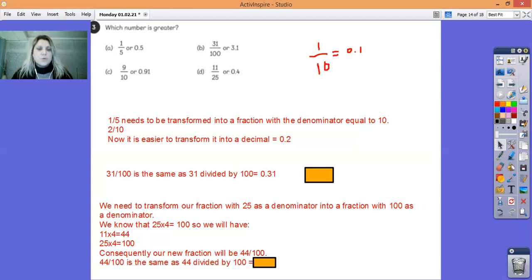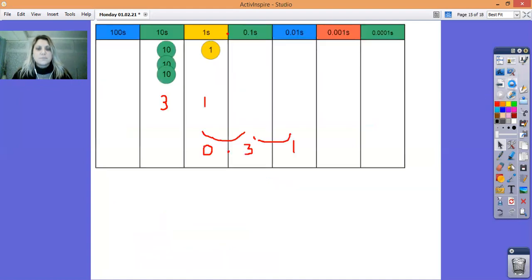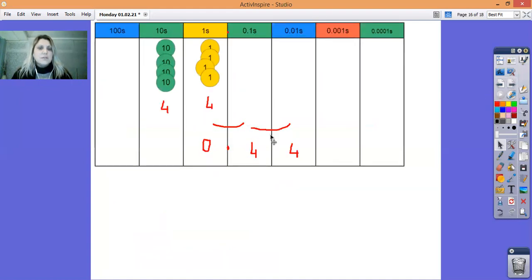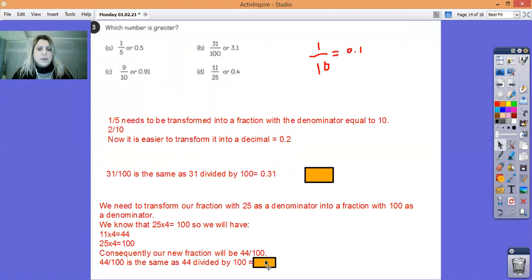We know that 44 hundredths is the same as 44 divided by 100. I've got it here. Now we should be masters of this. Our ones are making 2 jumps, and then our tens are making 2 jumps. So our new number as a decimal is 0.44. And we can find it there.